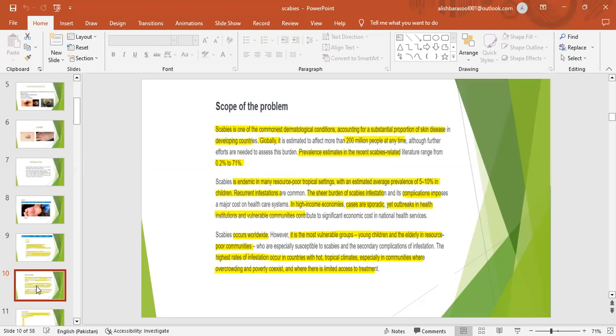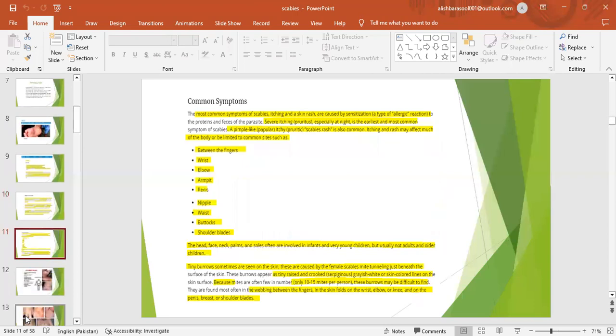Recurrent infestations are common. The sheer burden of scabies infestation and its complications imposes a major cost on health care systems. In high-income economies, cases are sporadic, yet outbreaks in health institutions and vulnerable communities contribute to significant economic cost in national health services. Scabies occurs worldwide; however, the most vulnerable groups are young children and the elderly in resource-poor communities. The highest rates of infestation occur in countries with tropical climates, especially in communities where overcrowding and poverty coexist and where there is limited access to treatment.